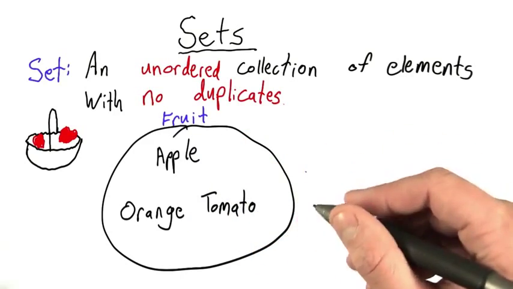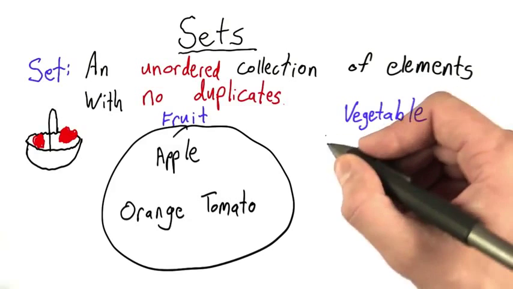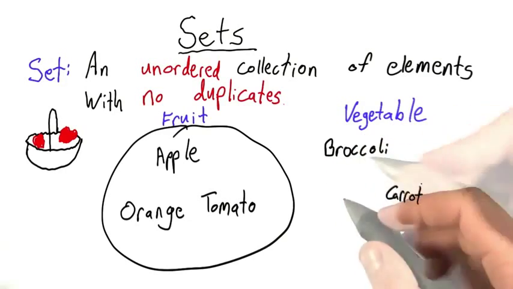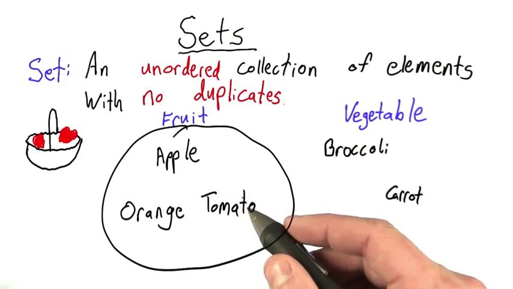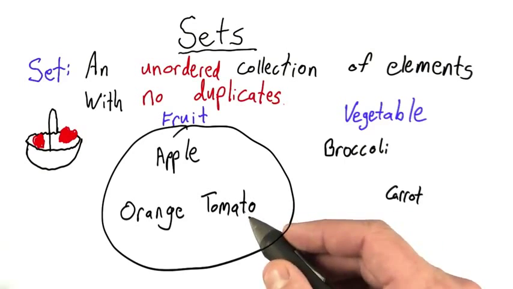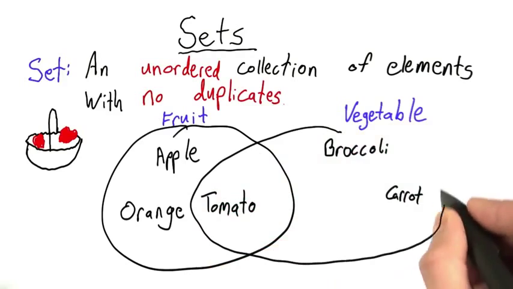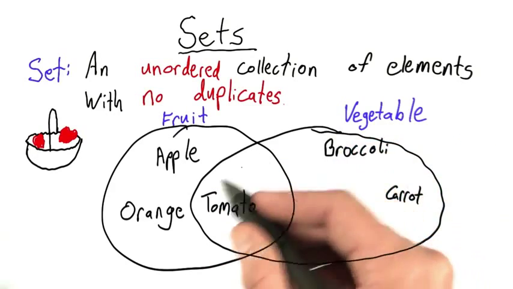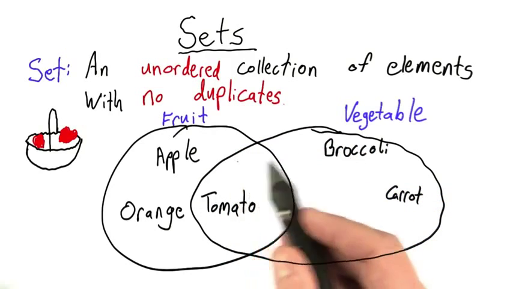Now, let's say we also have a set called vegetable. And some of the elements in this set would be broccoli, carrot, and tomato. When I was coming up with this question, there was some heated debate in the office about whether tomatoes are fruits or vegetables, so let's just include it in both. That means that when I draw the circle that encompasses this set, it actually has an overlap with the set fruit. And in set theory, this overlap is called the intersection.